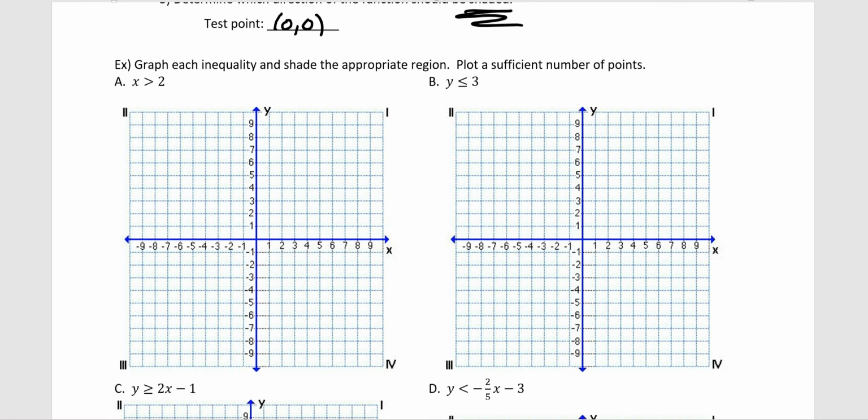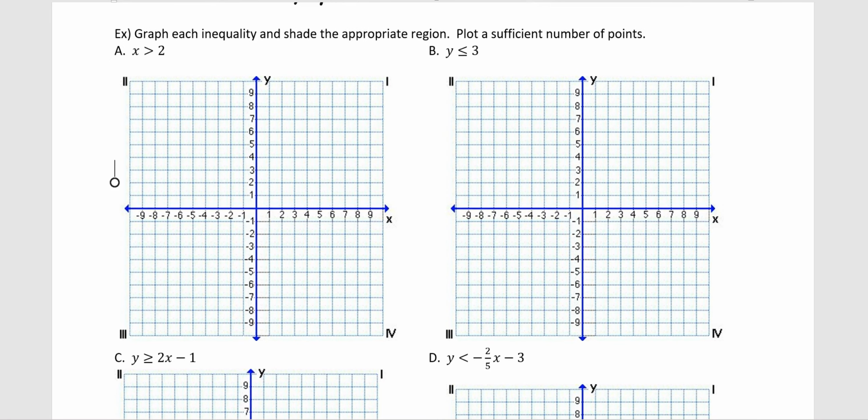So let's look at letter A here. Graph each inequality and shade the appropriate region, plot a sufficient number of points. Easy. x is greater than 2. Well, the first thing to do is think of this as an equation. Think of this as x equals 2. That's a vertical line. So we're going to plot some points there. Vertical line at 2.